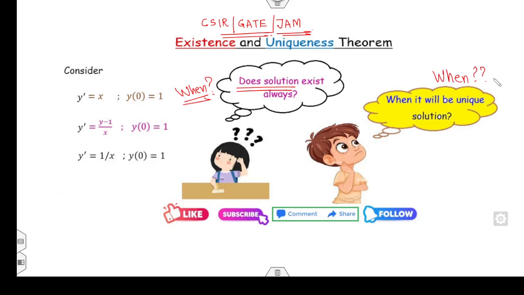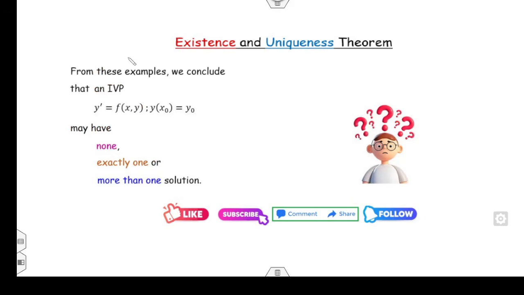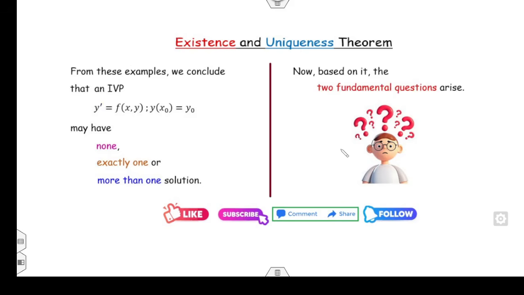Fine. वीडियो को लास्ट तक देखिए, you will learn many new concepts. Clear बच्चों? Now, from these examples, what we have concluded is that any initial value problem, dy over dx is equal to f of x, y, may have no solution, may have a unique solution, or may have more than one solution. So we have to learn two fundamental questions here.